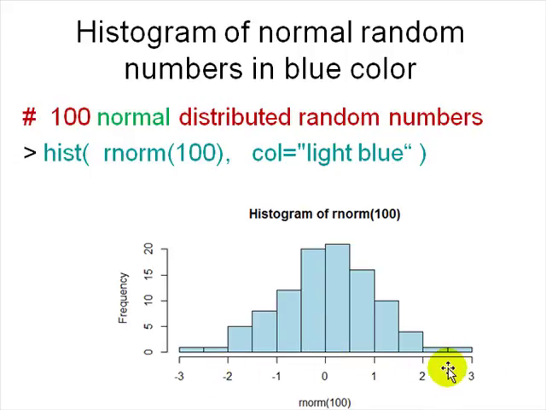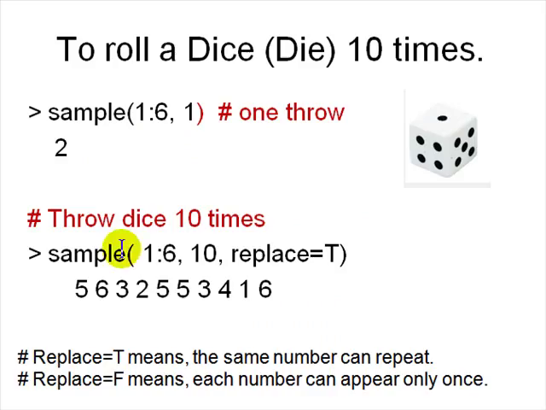So what you see out here is col equal to light blue. This is a string you're passing to it, and this is a named parameter, because in R a lot of functions have really lots of parameters, and you don't want to specify all of them, just the ones you're really interested in. You just have names for them, and in the beginning you get the default variables, and then you get the named variables. Let's look at another example. To roll a dice 10 times, how would you do it?